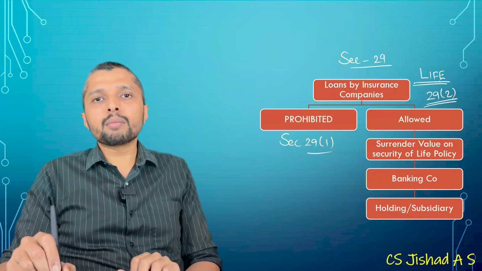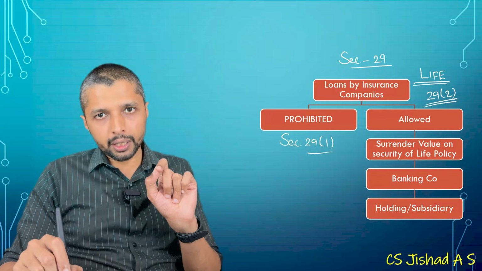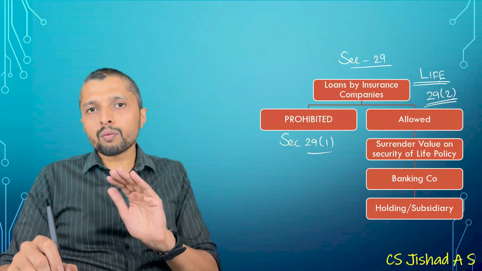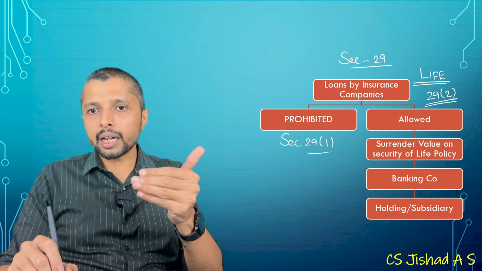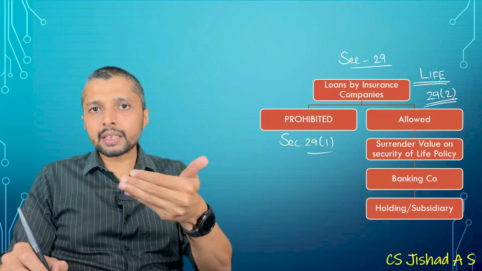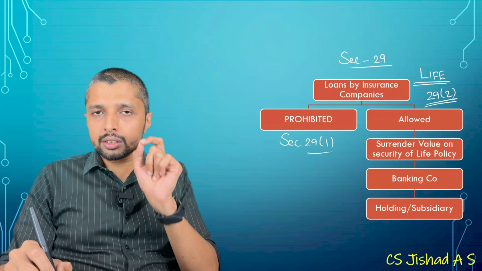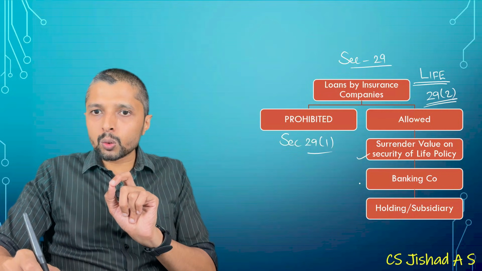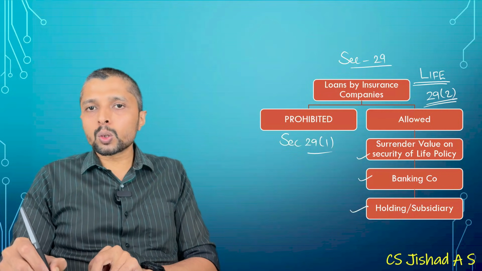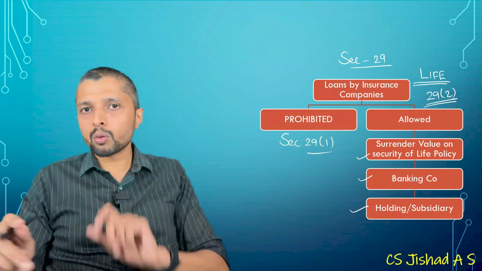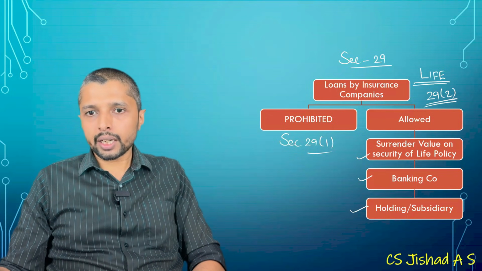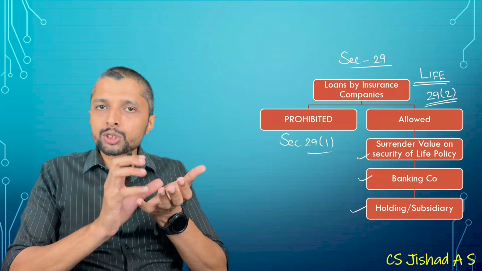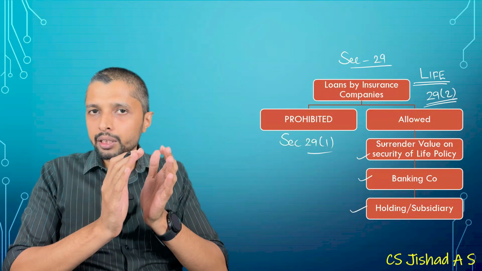a life insurance company's policy holder can be given a loan by the life insurance company on the surrender value of the policy. The amount of loan given should not be above the surrender value. It should be within the surrender value, and it should be given on the security of the life insurance policy. Then number 2, it can give loans to a banking company. It can give loans to a holding company or subsidiary company with the approval of the board of directors. So Section 29 subsection 2 specifies that loans can be given by an insurance company on a life insurance policy.